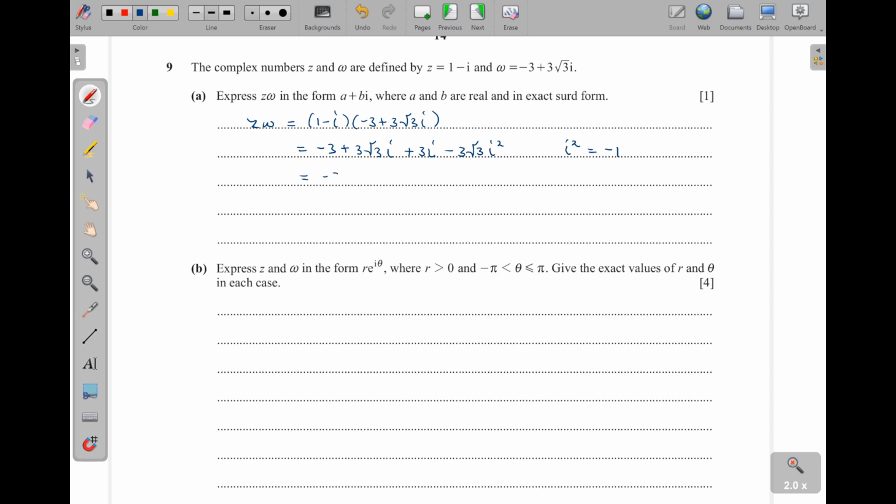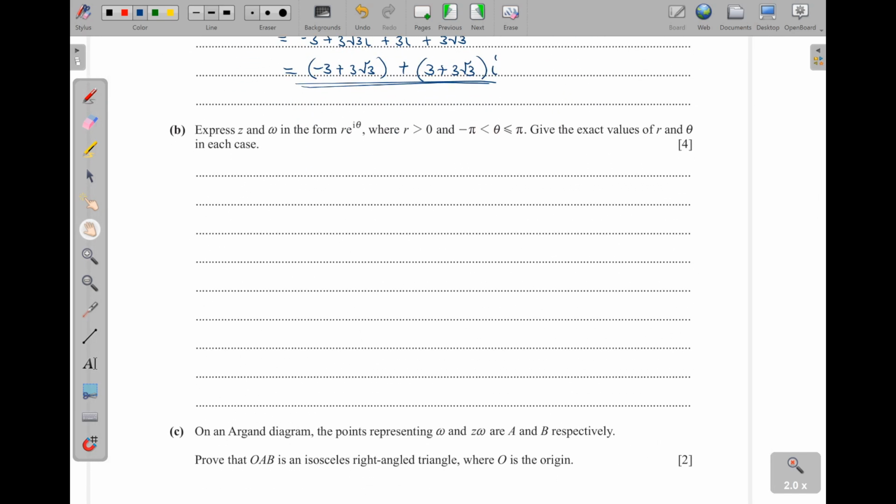So we are going to have negative 3, then plus 3 root of 3i plus 3i, then plus 3 root of 3. Now I can separate the real from the imaginary. So the real, we have negative 3 here and this one here. So I can write it as negative 3, then plus 3 root of 3, then plus, this is the imaginary part. So it is 3, then plus 3 root of 3 of i. So that will be my answer there.